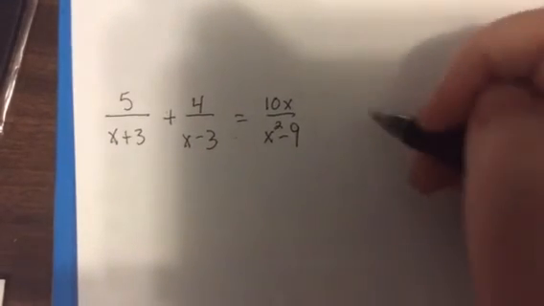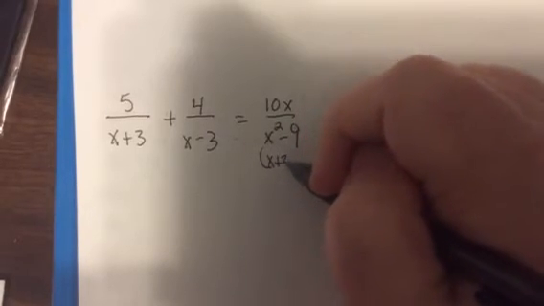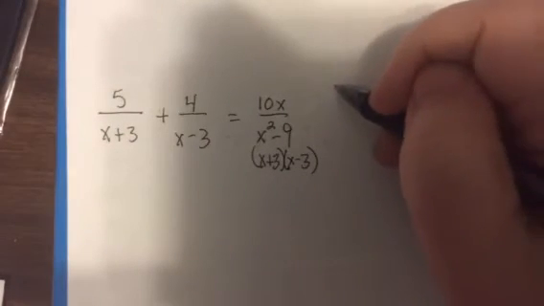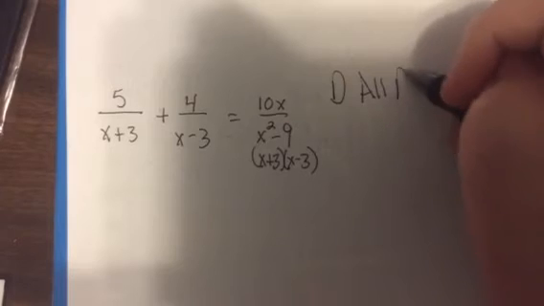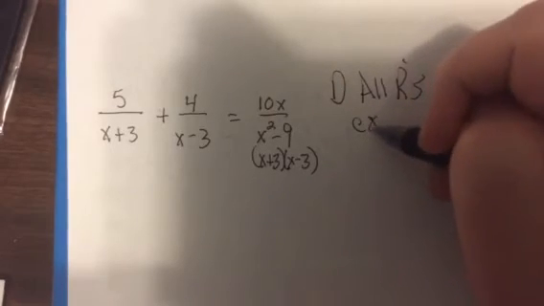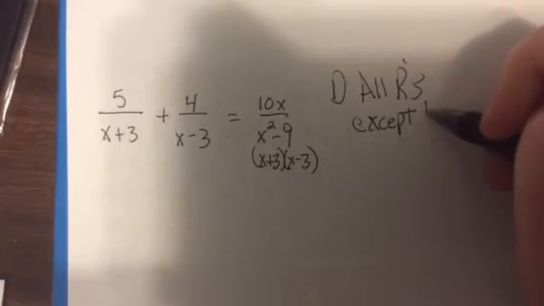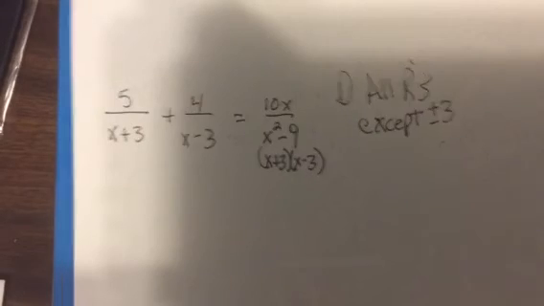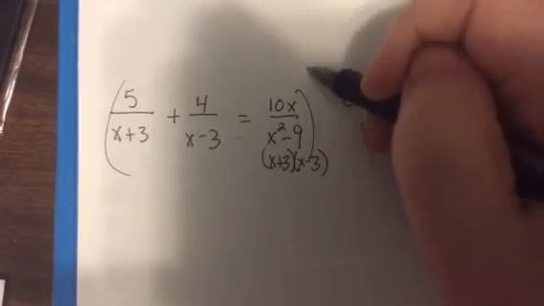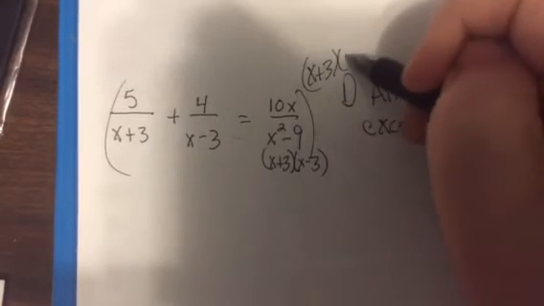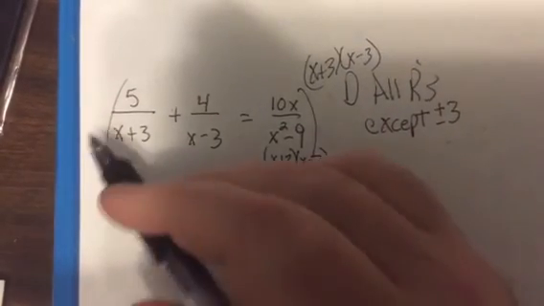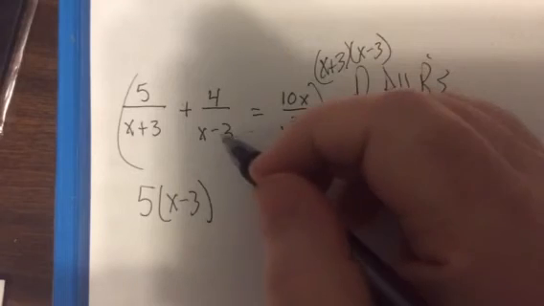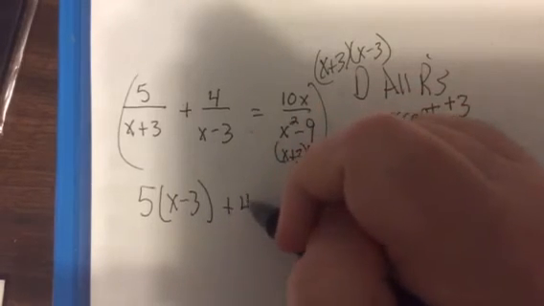Next one. So we factor x plus 3, x minus 3. So my domain would be all reals except plus or minus 3. Ooh, I shouldn't eat all that birthday cake. Sorry. So the LCD is x plus 3, x minus 3. So this would be 5x minus 3 because the x plus 3's cancel. X minus 3, so it's plus 4x plus 3.